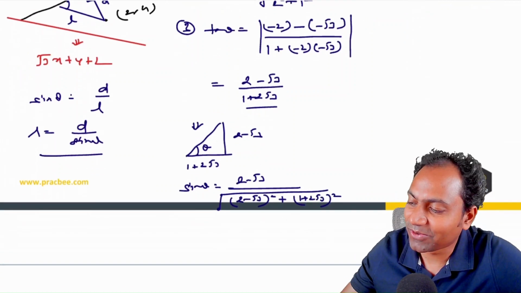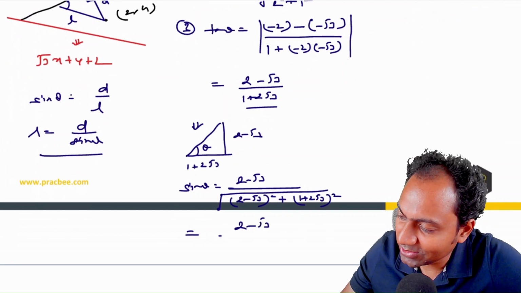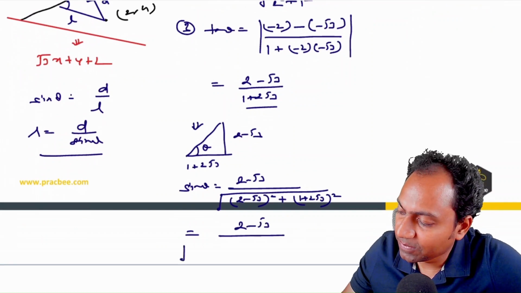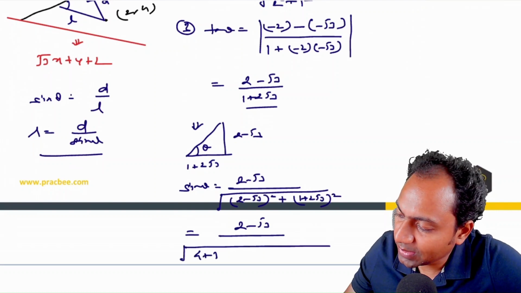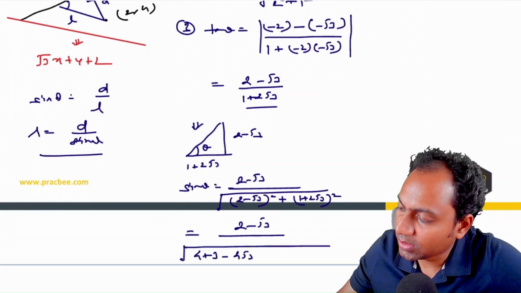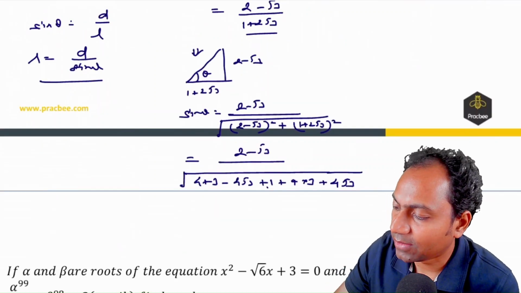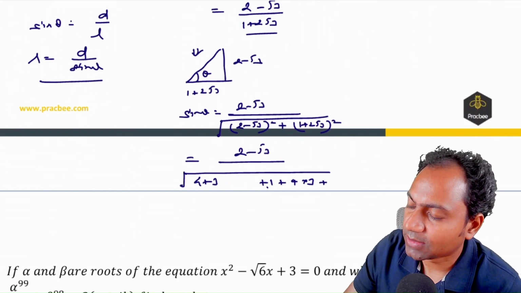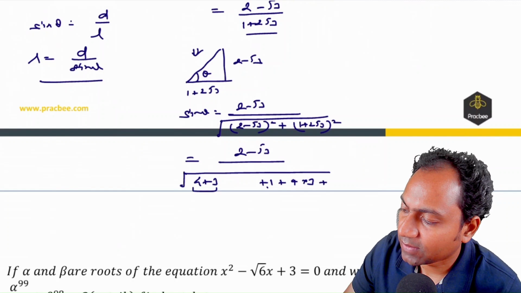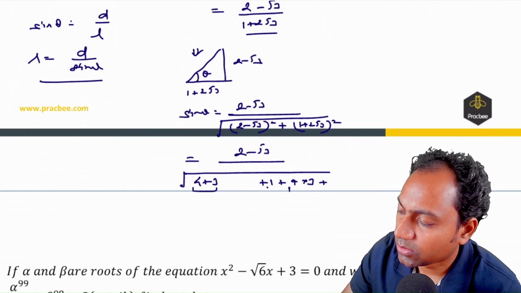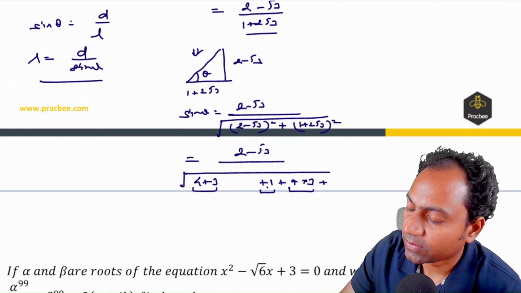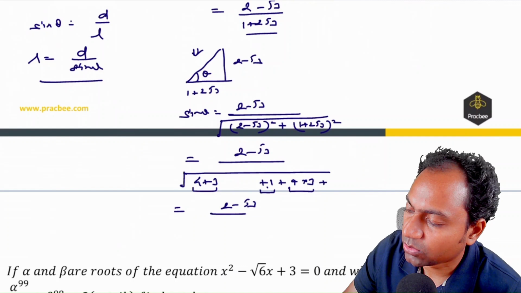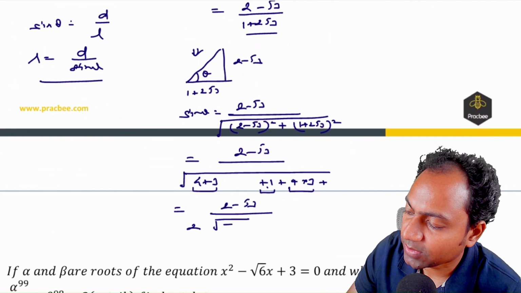Let us simplify and check out what our answer comes out to be. So this becomes 2 minus root 3 by, if you simplify the first part, 4 plus 3 minus 4 root 3. If I further simplify it, you can see 4 root 3 and 4 root 3 will cancel out. And what we are getting is 7 plus 12, that is 19, plus 1, 20. So sine theta is 2 minus root 3 by root of 20. We can take 2 common outside the bracket, and this becomes 2 root 5.